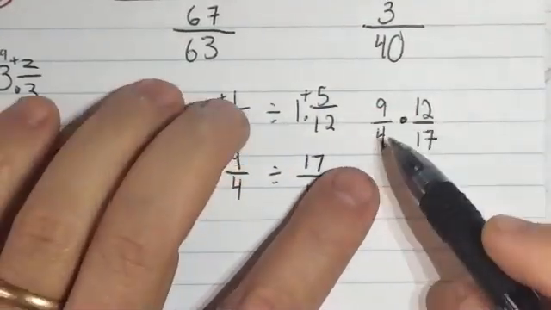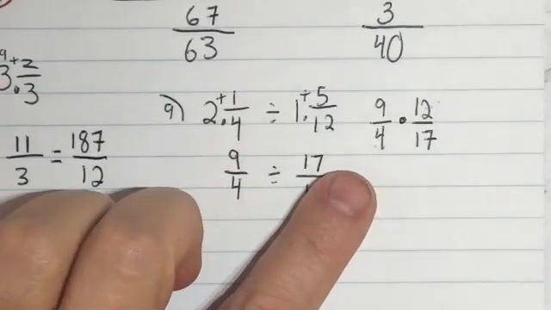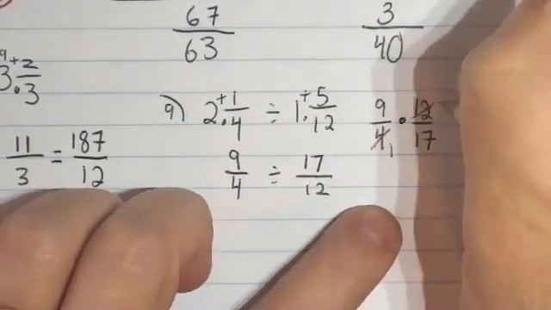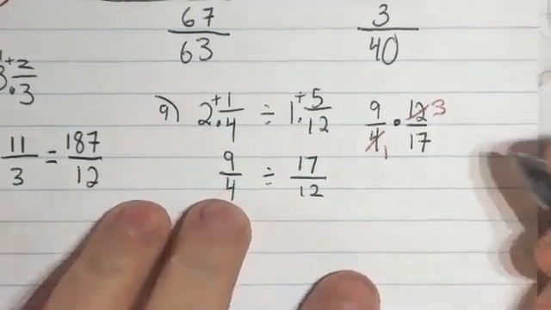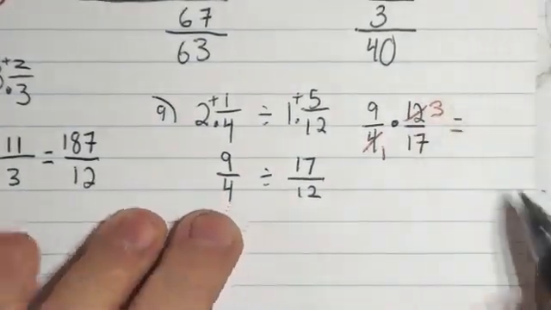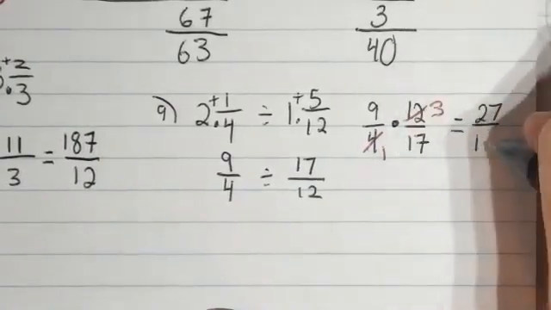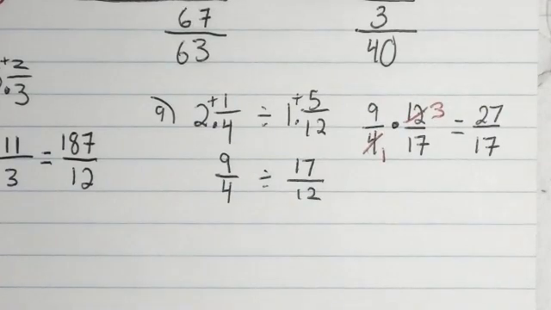What hopefully you recognize here is this 4 and 12, right? 4 will go into both of those. 4 goes into 4 one time, and 4 will go into 12 3 times. Now we just multiply straight across. 9 times 3 is 27. 1 times 17 is 17. Ask yourself, can I reduce that? Is there a number that goes into 27 and 17? The answer is no.